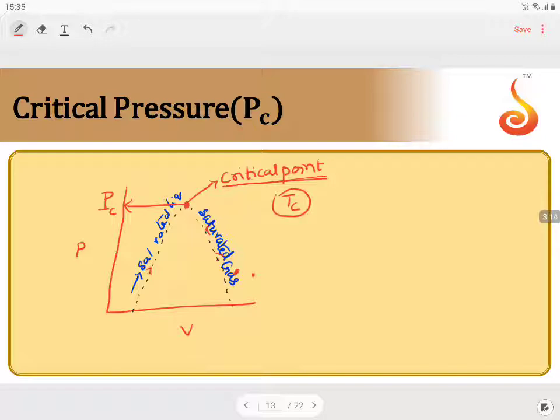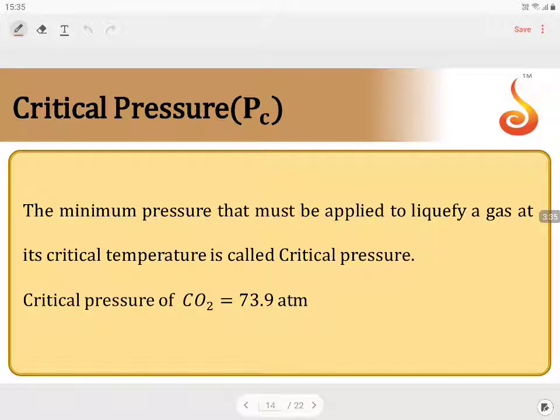So what is the minimum pressure applied to reach the critical point? The minimum pressure applied to reach the critical point, or we can say for liquefaction of gas at critical temperature, is known as critical pressure. So this can be defined as: the minimum pressure that must be applied to liquefy a gas at critical temperature is called critical pressure.